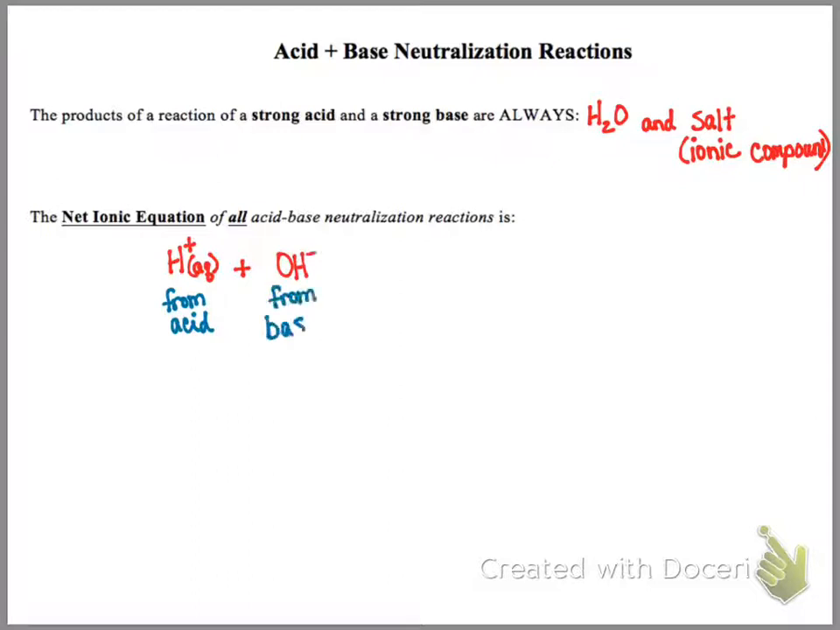The net ionic equation for a neutralization reaction is always the proton, which comes from the acid, plus the hydroxide, which comes from the base, and these are the two species that get together to make water. And water is a liquid here.